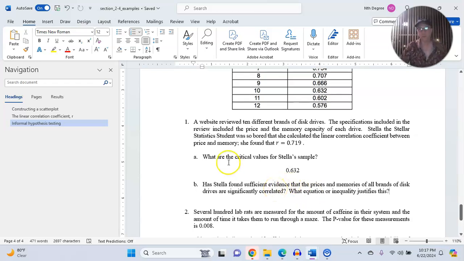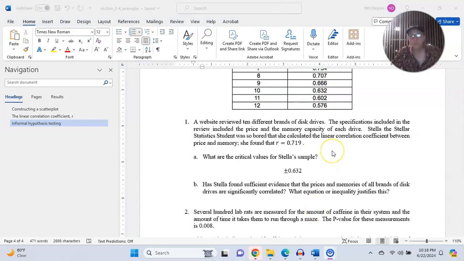By the way, I forgot something. Let me come back to this now. Notice that this question is pluralized. What are the critical values for Stella's sample? So the answer to that would be plus or minus 0.632, because whether the correlation is positive or negative, it needs to have the same absolute value to be convincing.